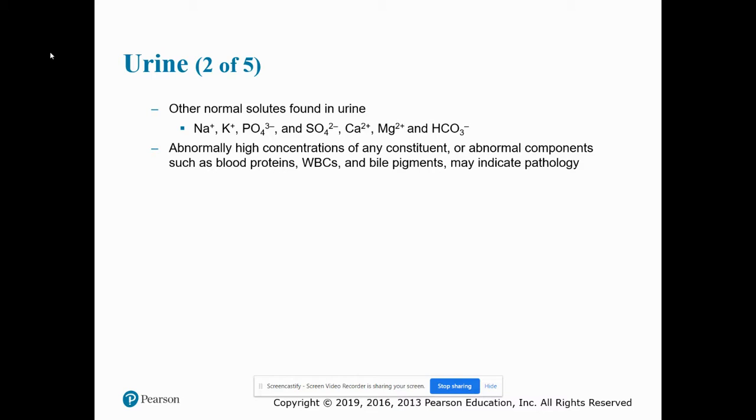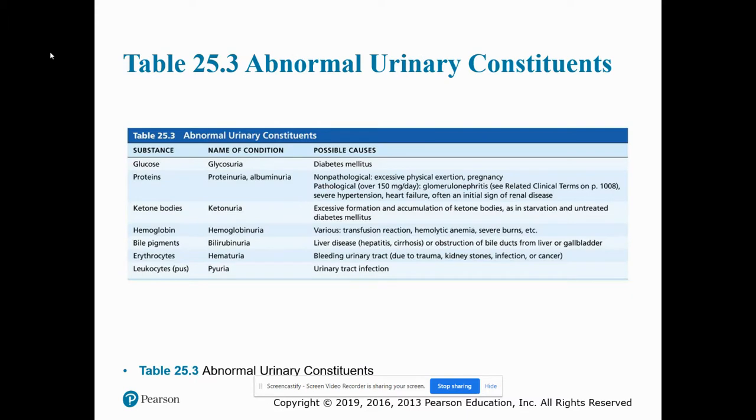Abnormally high concentrations of any constituent, or abnormal components in the urine, such as blood proteins, white blood cells, or bile pigments, may indicate some sort of pathology, meaning that there's an issue. This is a table of abnormal urinary constituents, and I'm not going to ask you about any of these in lecture, but you do need to know some of them for lab.